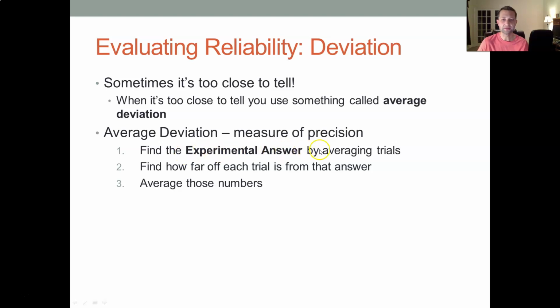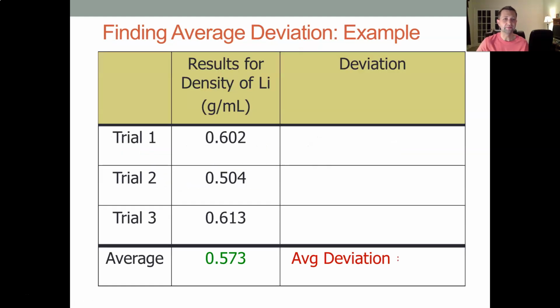Find the experimental answer by averaging your trials. Find out how far off each trial is from that experimental answer. Okay, that's your deviation, and then average those numbers. So if you know what deviation means, deviation just means like how far off you are. Okay, so what's your deviation from your experimental answer, and then average them. Average your deviations. Average deviation. Okay, let's take a look at it.